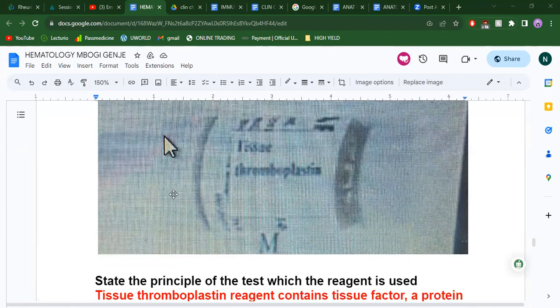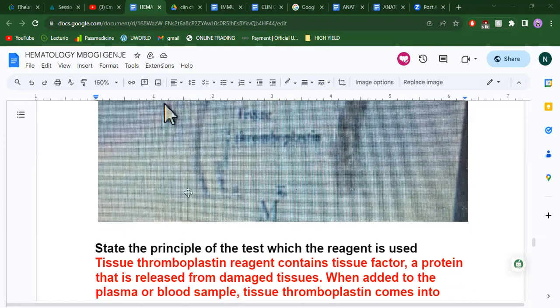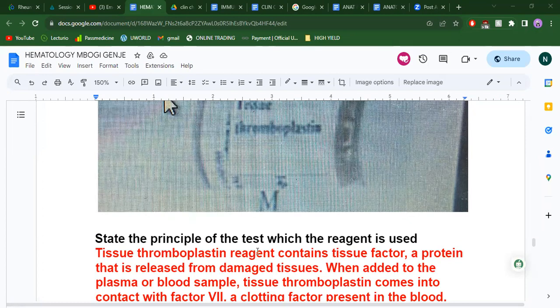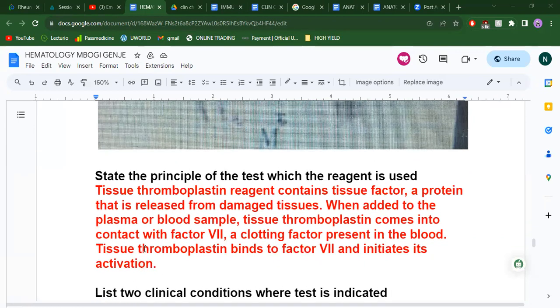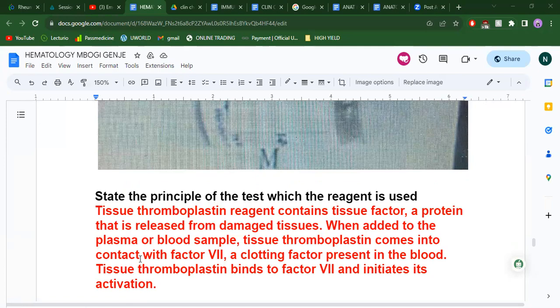Prothrombin time test. Tissue thromboplastin, so this is a reagent. State the principle of the test for which the reagent is used. So the tissue thromboplastin reagent contains tissue factor, a protein that is released from damaged tissues. When added to the plasma or blood sample, tissue thromboplastin comes into contact with factor seven, a clotting factor present in the blood, binds to factor seven and initiates its activation.